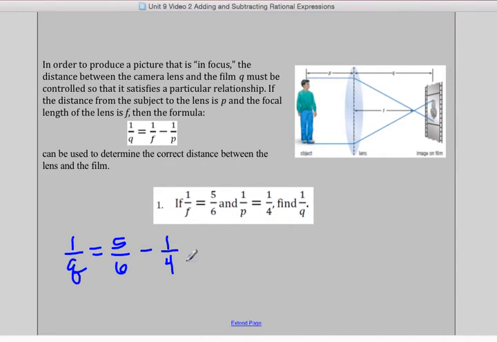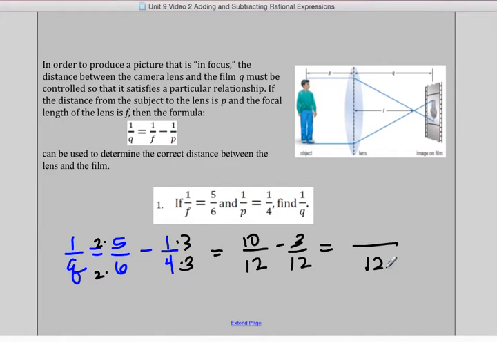So for 6 and 4, what is my common denominator? What can I get them both to be? That would be 12. So I would multiply this times 2, and to get 4 to 12, we'd have to multiply by 3. So 2 times 5 is 10 over 12 minus 3 over 12. Remember, when you add or subtract, the denominator stays the same, and then 10 minus 3 gives me 7 over 12. So 1 over q is equal to 7 over 12. That's how you add and subtract with fractions.